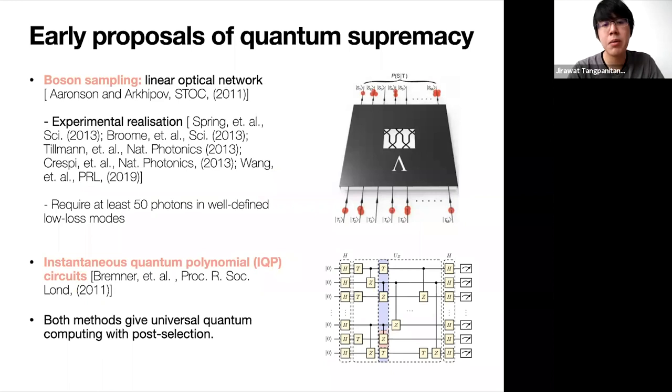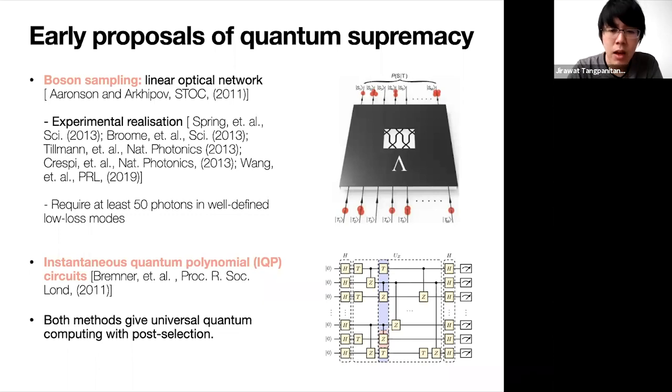So these are the early proposals for quantum supremacy back in 2011. First by Scott Aaronson and Arkhipov, which is boson sampling, which is simply a linear optical network. You have non-interacting photons, you send them in and then they interfere, and you measure the output probabilities of the output photons. Because the photons are indistinguishable and there are exponentially many ways they can interfere with each other, this can give a very complex output distribution, even though they are non-interacting. There are a few experiments that demonstrate boson sampling in a small system. If you want to really show quantum supremacy, you need more than 50 photons in a well-defined loss mode.